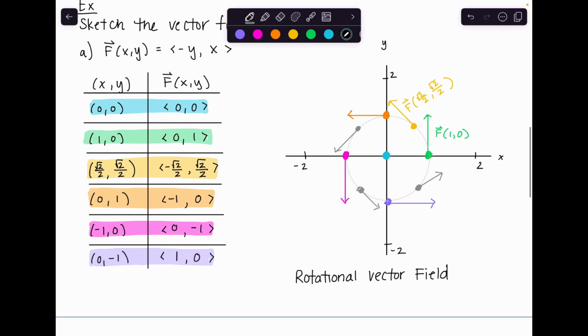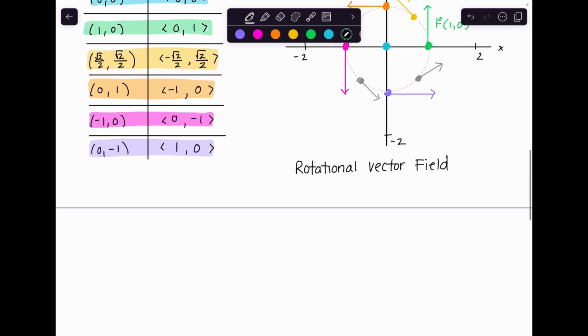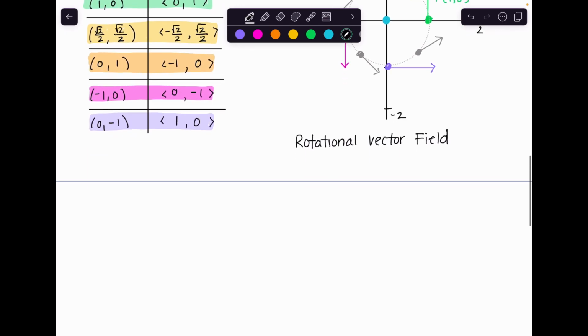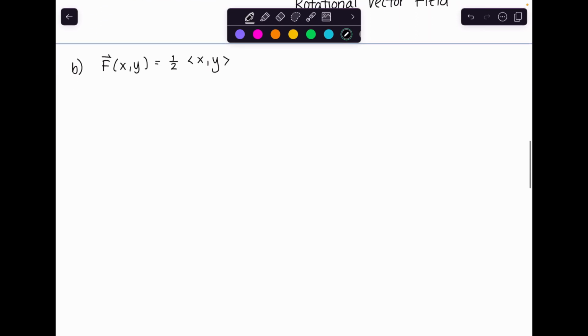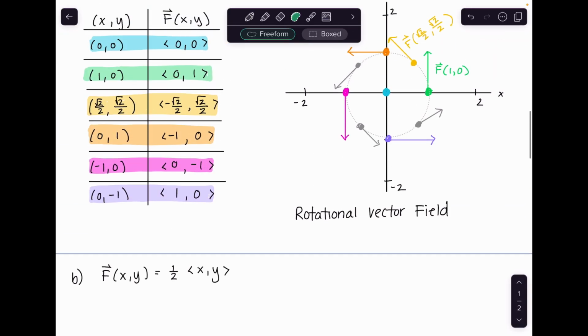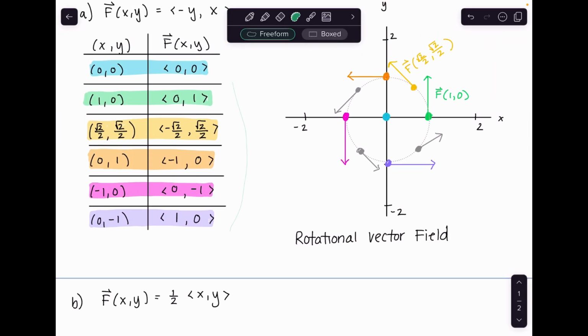So let's try a second example of this. Next one we're going to look at is f of x, y equaling 1/2 x, y. This one's relatively nice to plot because you're not changing the point at all, you're just cutting them in half. So I'm even going to cheat because I'm going to pick exactly the same points.